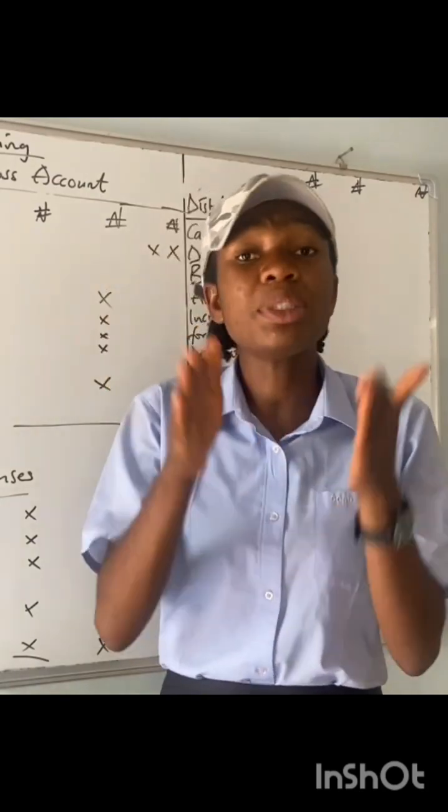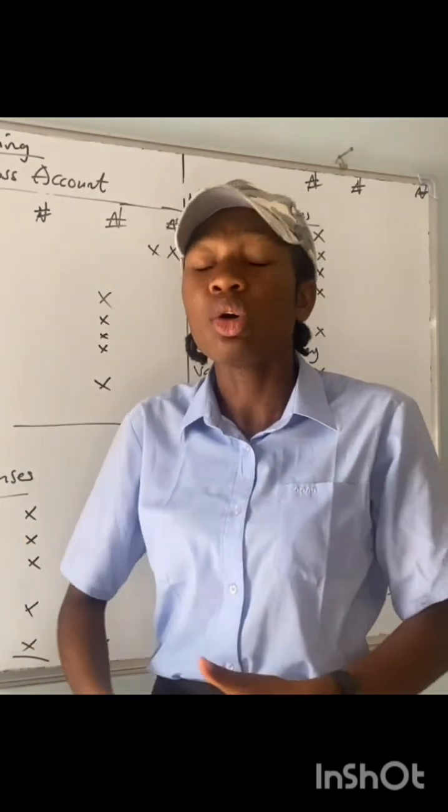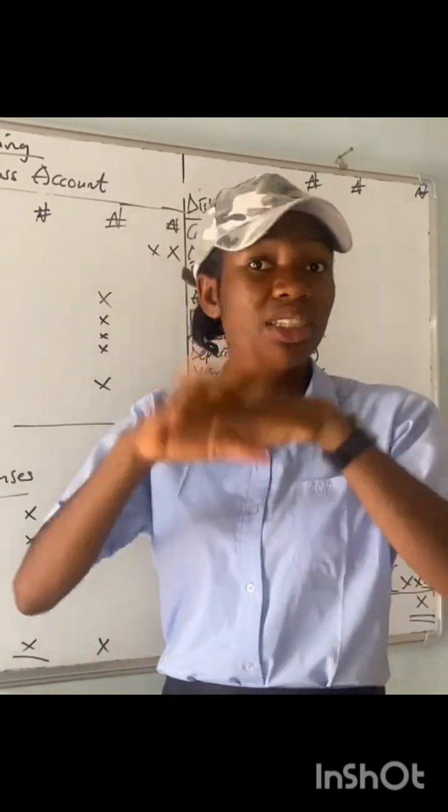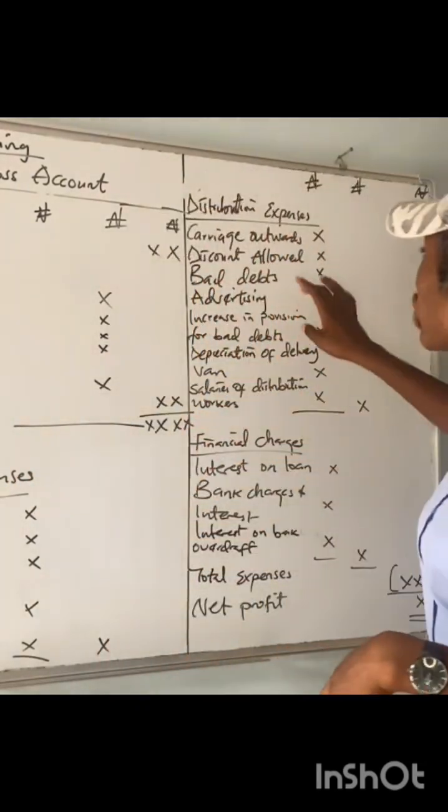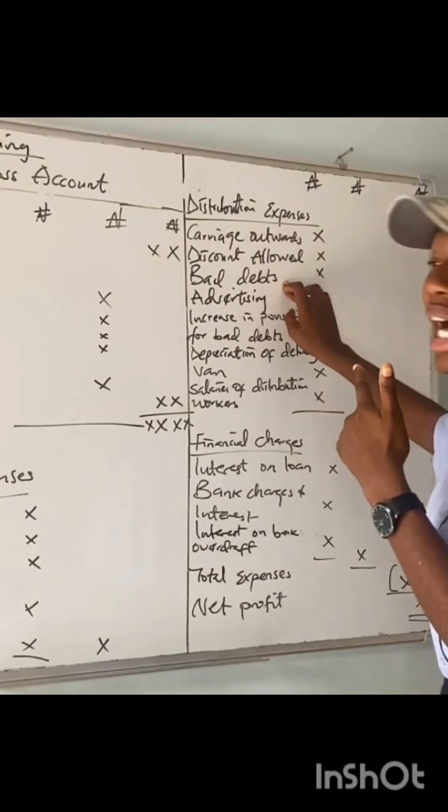All right, maybe the customer that bought the goods died, or the business liquidated, the business closed up. That can result in bad debt. So bad debt is also an expense in the distribution arm.